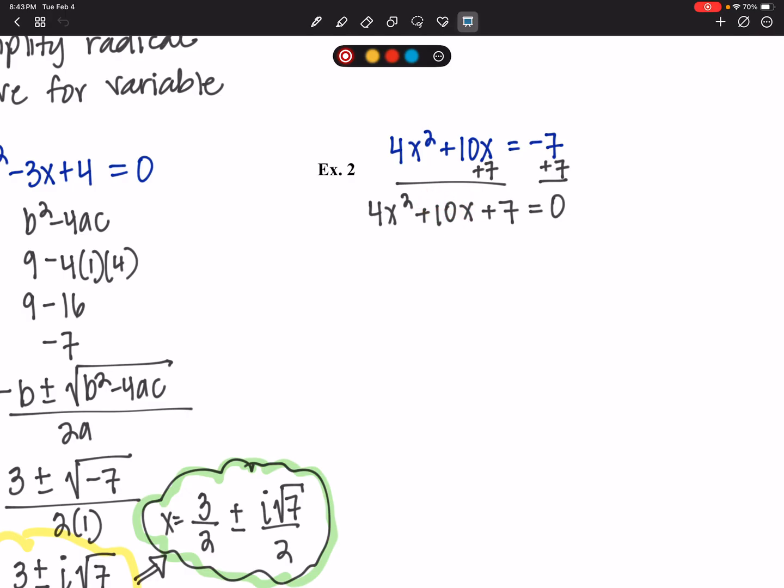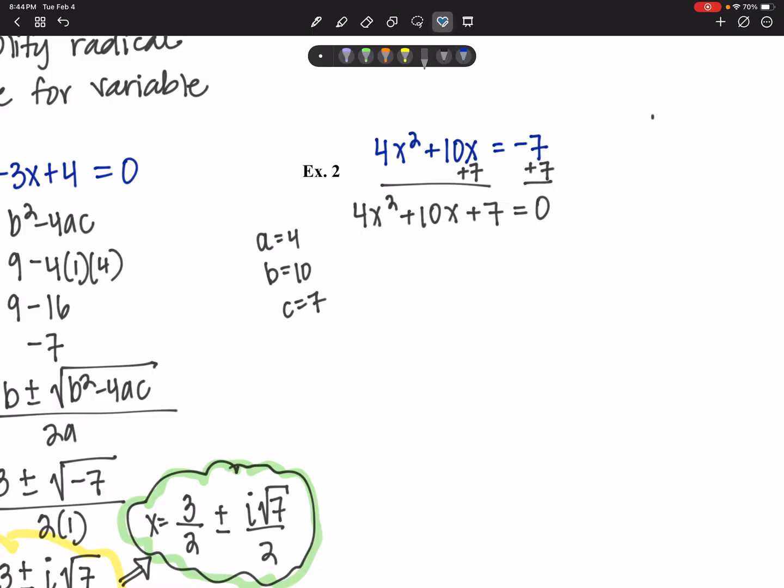With practice, you'll be able to kind of see those different combinations that are available and that none of them are going to work. So what we're left with here is the quadratic formula. A is equal to 4, B is equal to 10, and C is equal to 7. So I'm going to start over here with B squared minus 4AC, figure out what that value is. I'm going to have 100 minus 4 times 7.